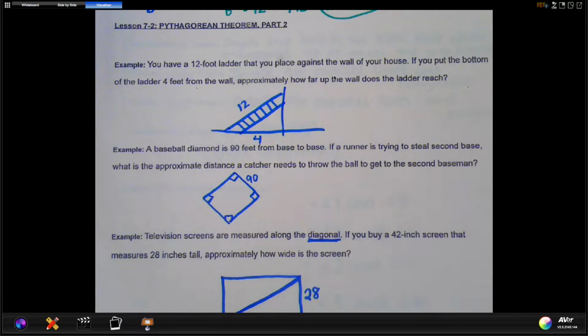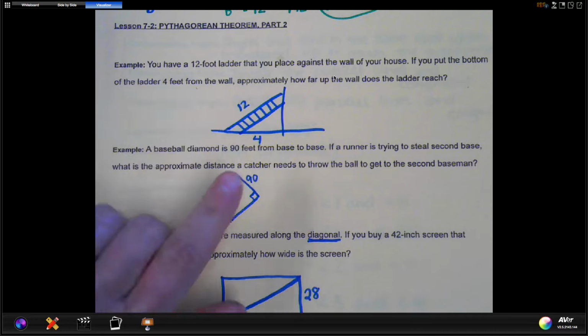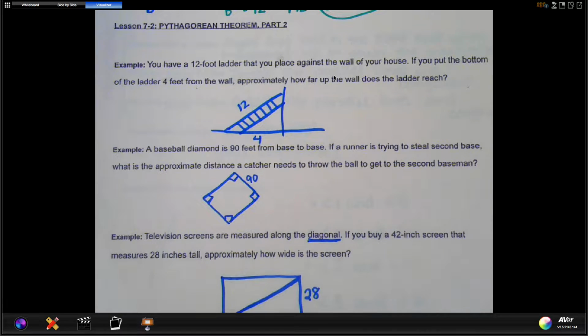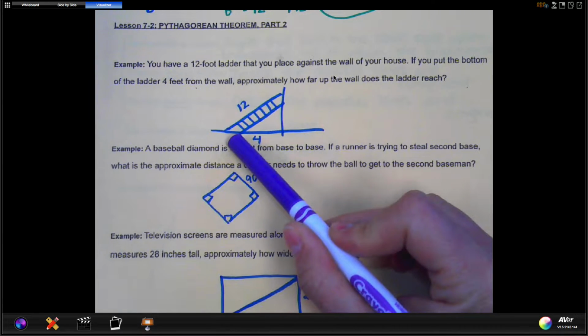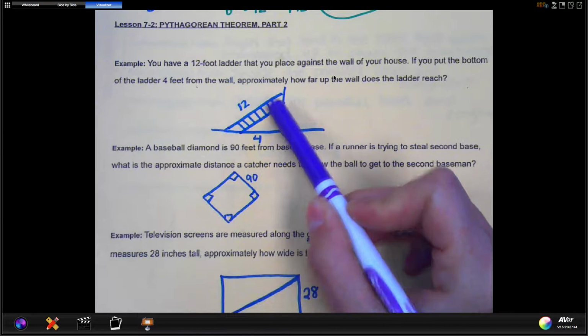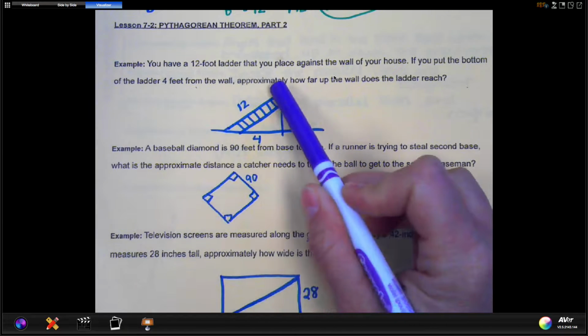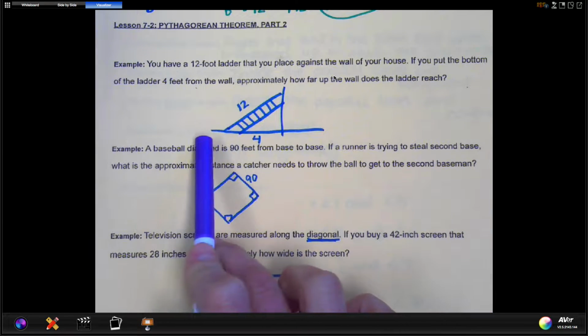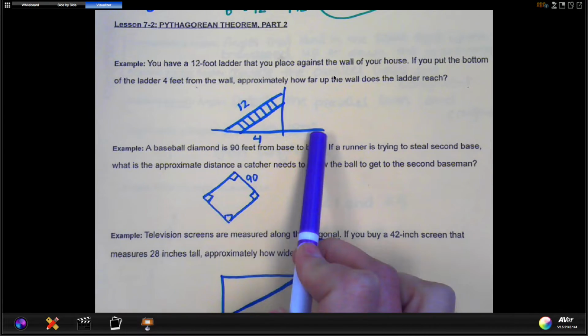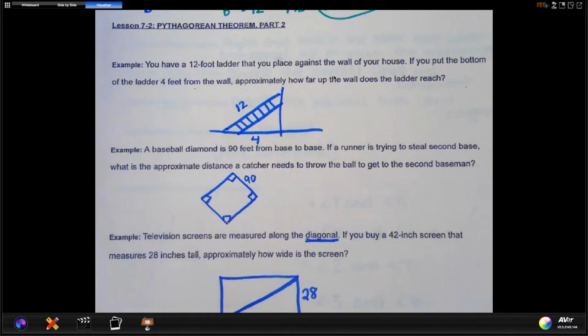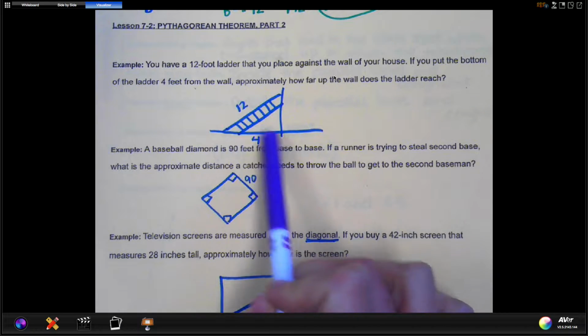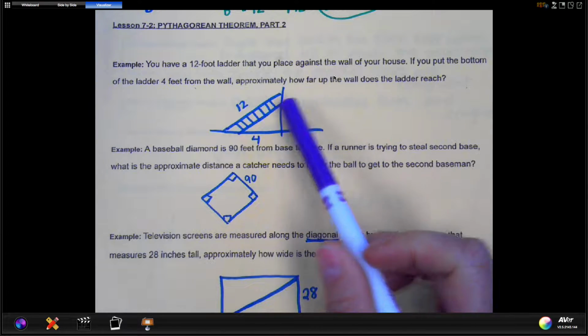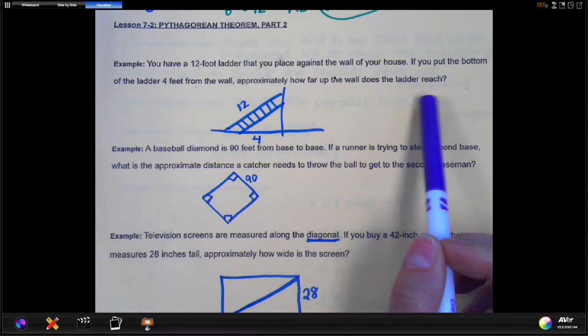The first example says you have a 12-foot ladder that you placed against the wall of your house. You do not have to be an artist to draw what looks like a 12-foot ladder against a wall. The wall has to be standing up, and it's not going to be out there in space. Make sure you draw the ground. If you put the bottom of the ladder 4 feet from the wall, so let's mark that, approximately how far up the wall does the ladder reach?